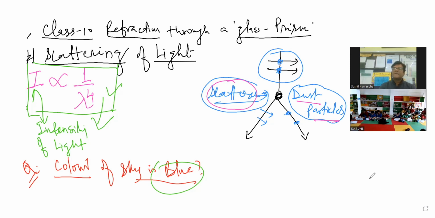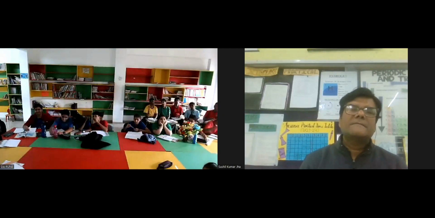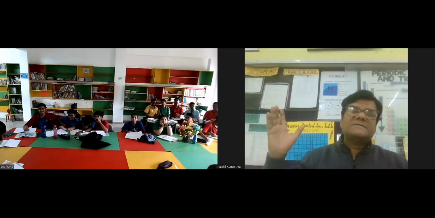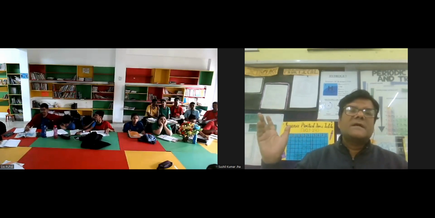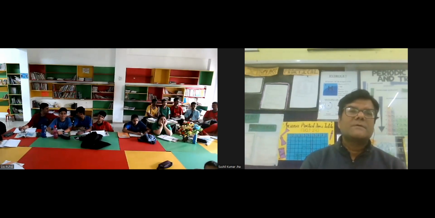Done now? Yes, sir. You can take some other examples also from daily life. Like if you see during rainy season, the space is not clear, the sky is not clear. So you can see some clouds over there. And generally clouds are white in color. So what is the logic behind this?